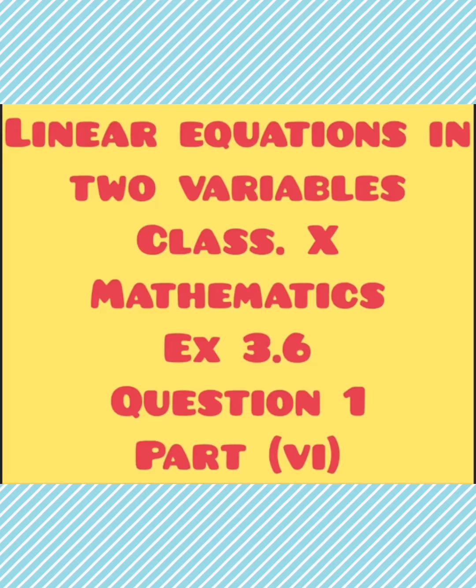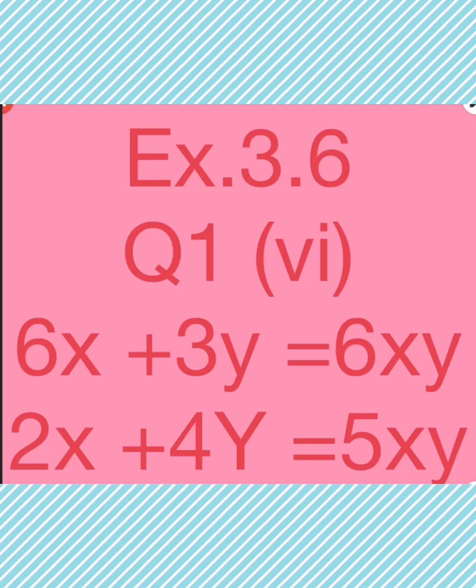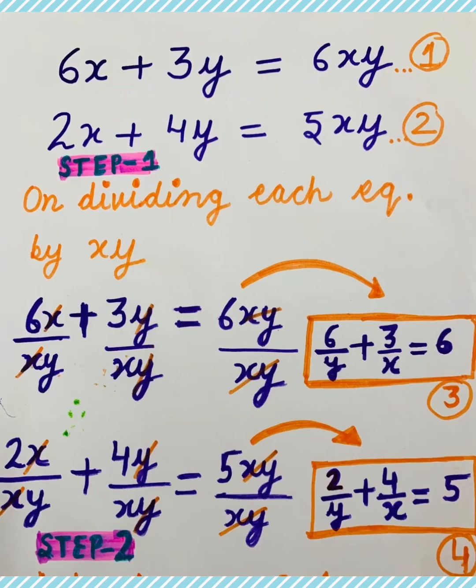Today we shall start exercise 3.6 question number 1 part 6th. The question is: solve the following pairs of equations by reducing them to a pair of linear equations. And the equations are 6x plus 3y equal to 6xy and 2x plus 4y is equal to 5xy. We shall name these equations as equation number 1 and equation number 2.